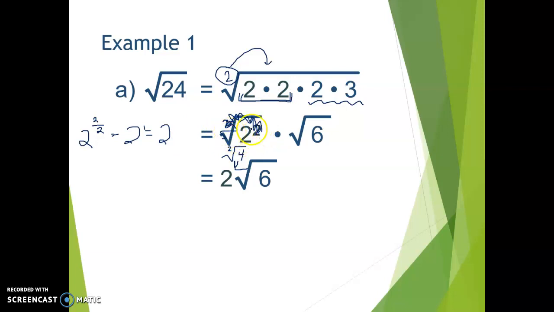So the square root of 2 squared is just 2, and that's being multiplied times the square root of 6, which cannot be simplified. It doesn't have any factors that are perfect squares. And so our final simplified answer is 2 square root of 6, or 2 root 6. Remember that the implied operation here, what's happening between the 2 and the square root of 6, is multiplication.